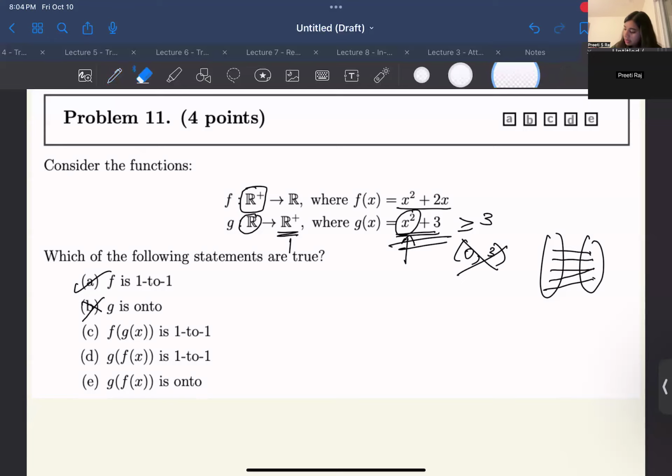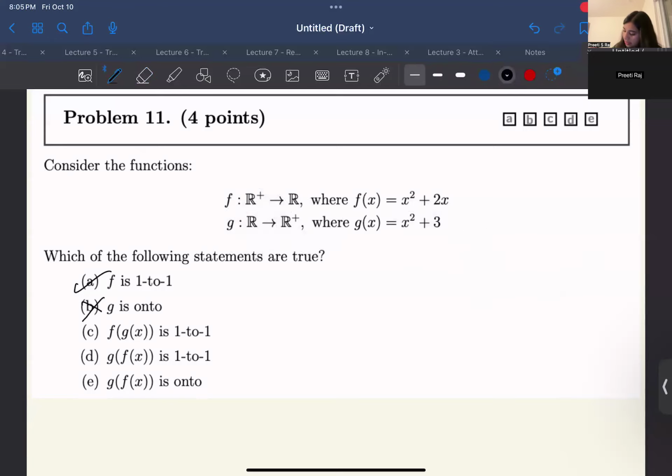Okay, so then they want us to check if f of g of x is 1 to 1. So we know that f of g of x means that this function would be going from real numbers to real numbers, because the domain of this function would be the domain of g, and the codomain of this function would be the codomain of f. So this function would have both the domain and codomain of R to R.